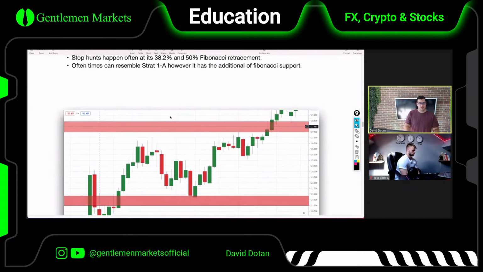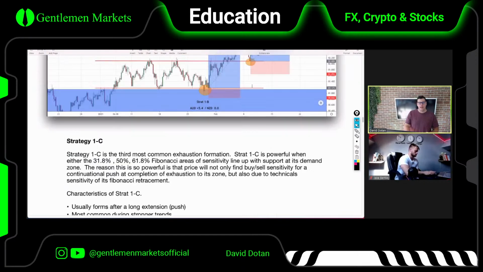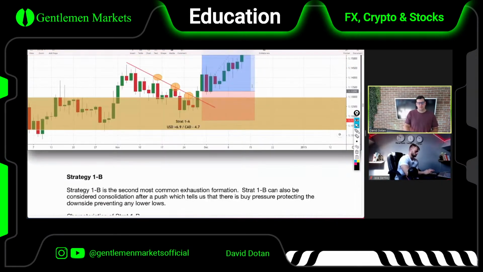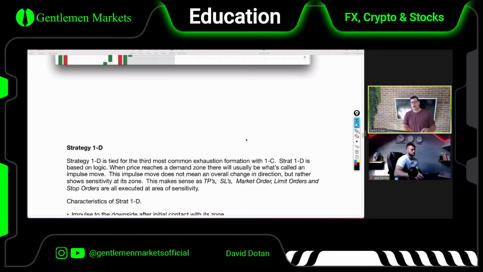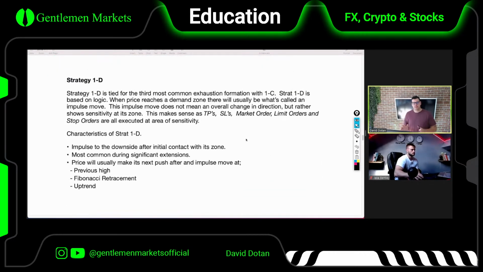Okay, cool. So oftentimes it can resemble strat 1A, however, it has the addition of Fibonacci support. Remember strat 1A, what would make strat 1C into strat 1A? If there was no lineup of Fibonacci, let's say, for example, the 38.2, 50, 61.8 was below the zone. When there's no actual lineup of Fibonacci, that creates the 1A rather than the 1C. So sometimes 1C is actually more powerful than 1A, but it happens less often than 1A.